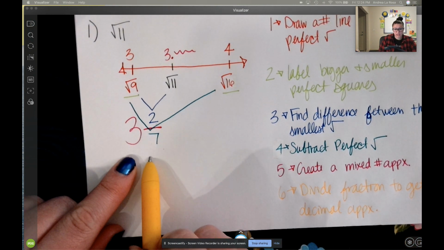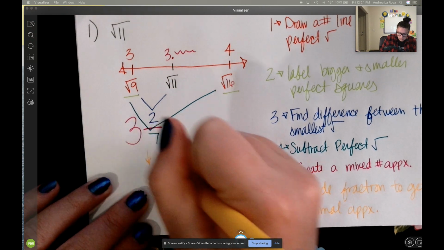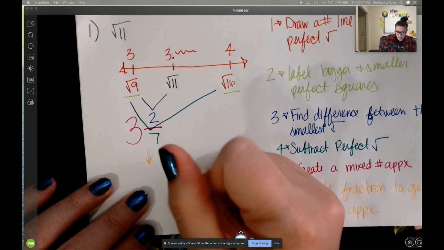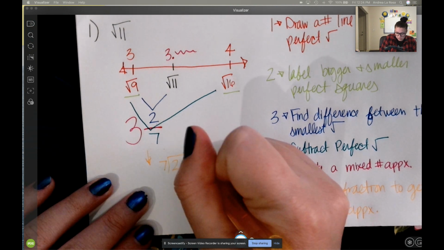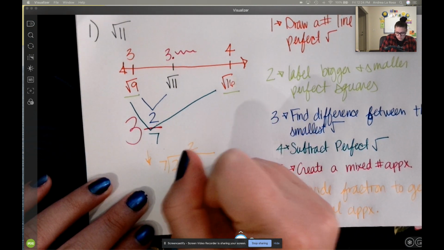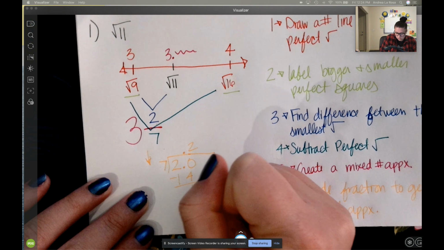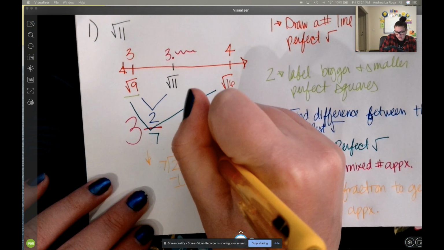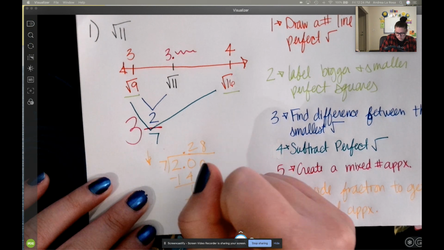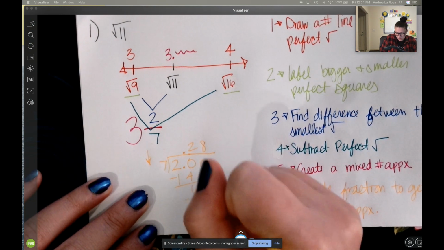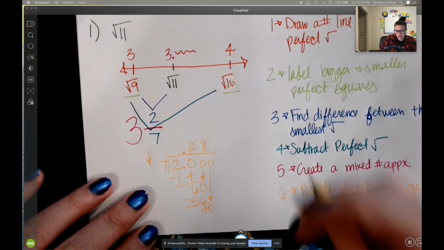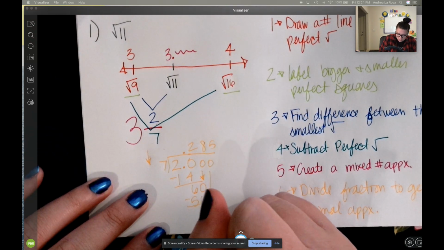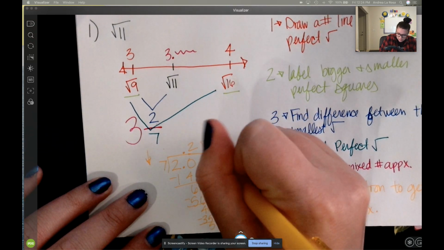So I need to divide 2 by 7. 2 divided by 7. How many times does 7 go into 20? 2. How many times does 7 go into 60? 8. How many times does 7 go into 40? 5. How many times does 7 go into 50?